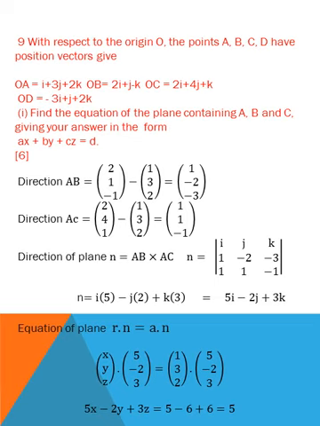In question number 9, with respect to the origin, the points A, B, C, D have position vectors given that OA is this, OB this, OC is this, OD is equal to this. Find the equation of the plane containing A, B, C, giving your answer in the form ax + by + cz = d. 6 marks.